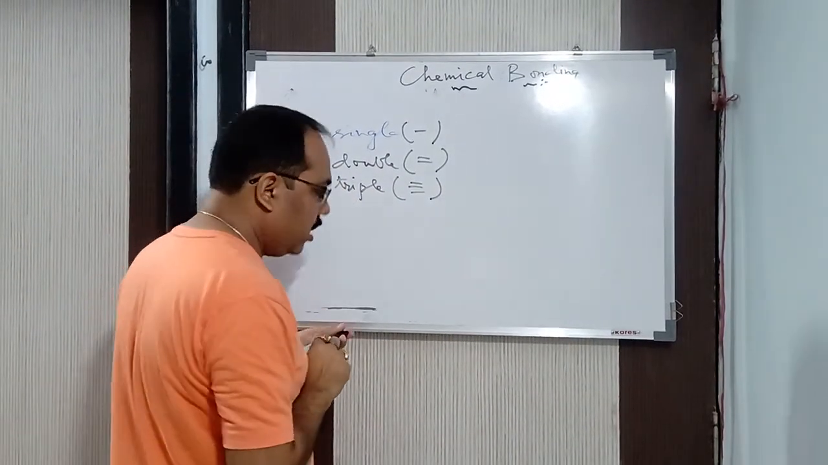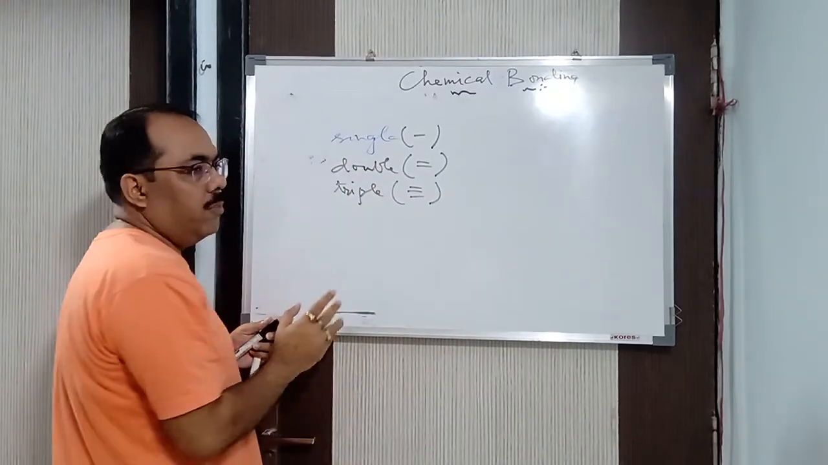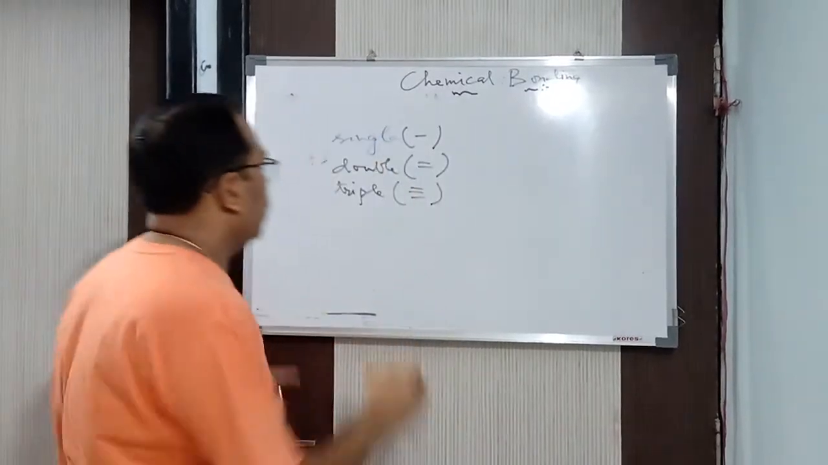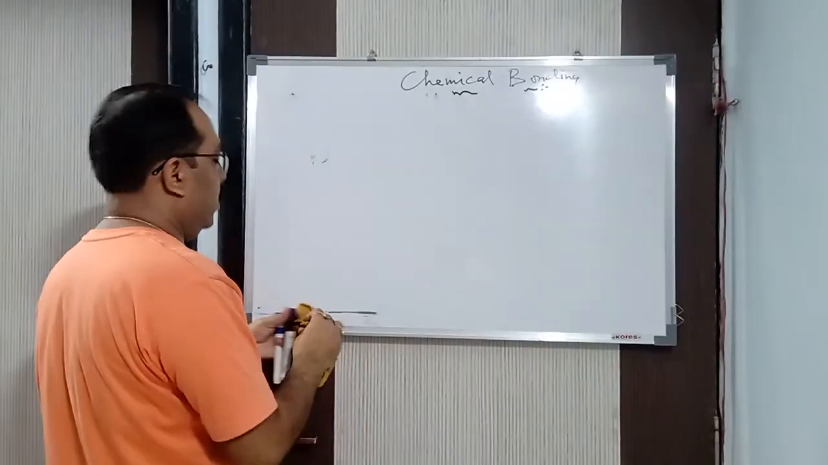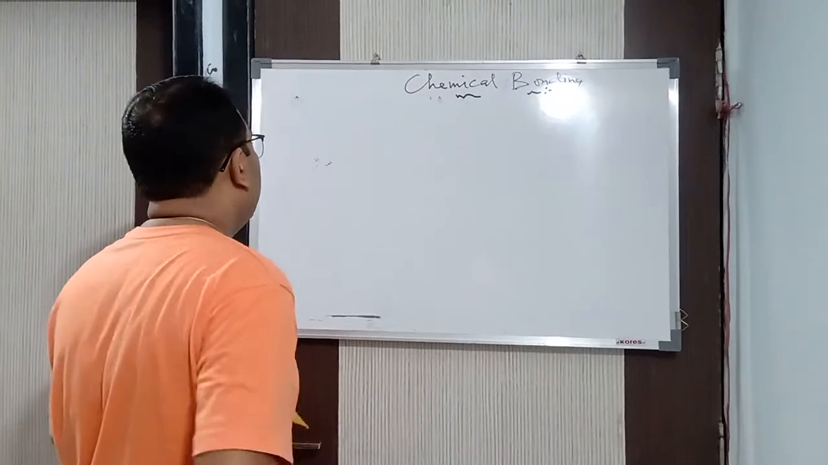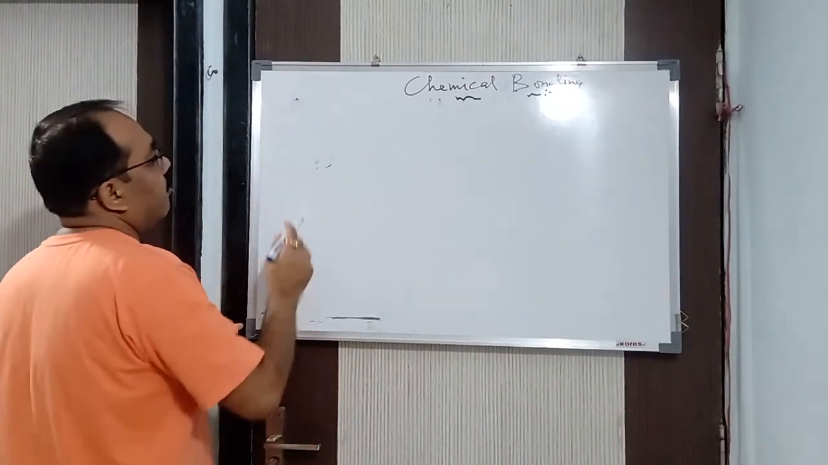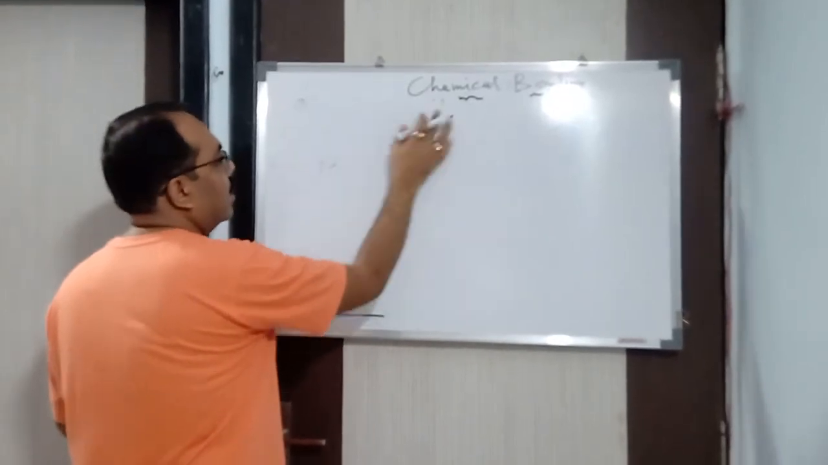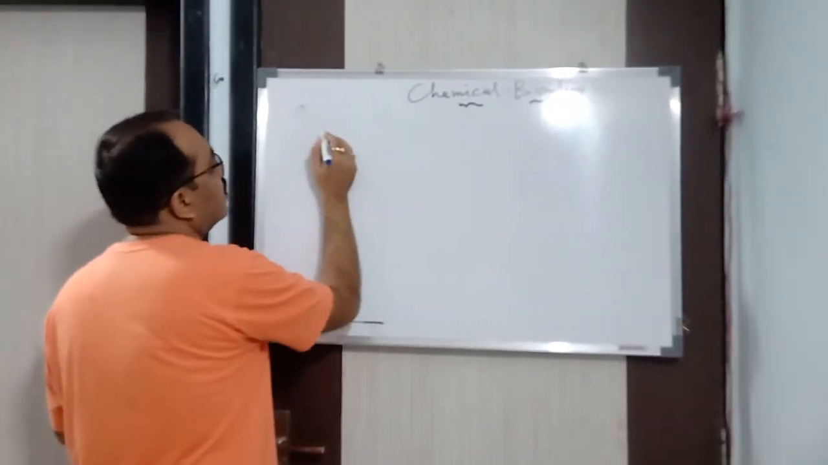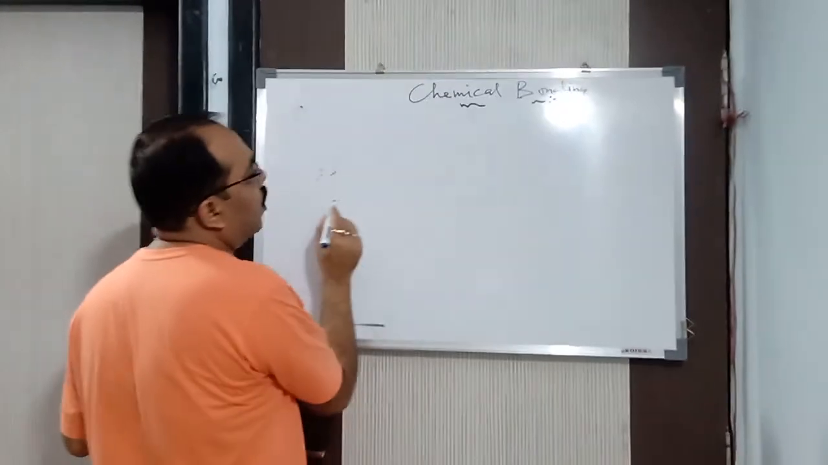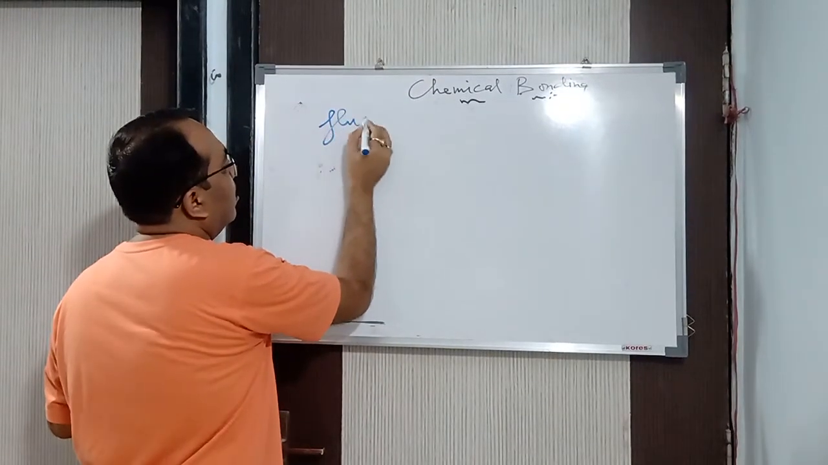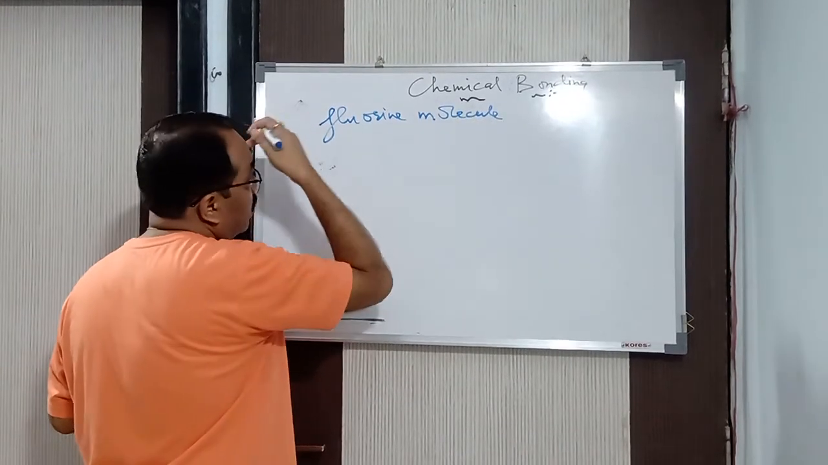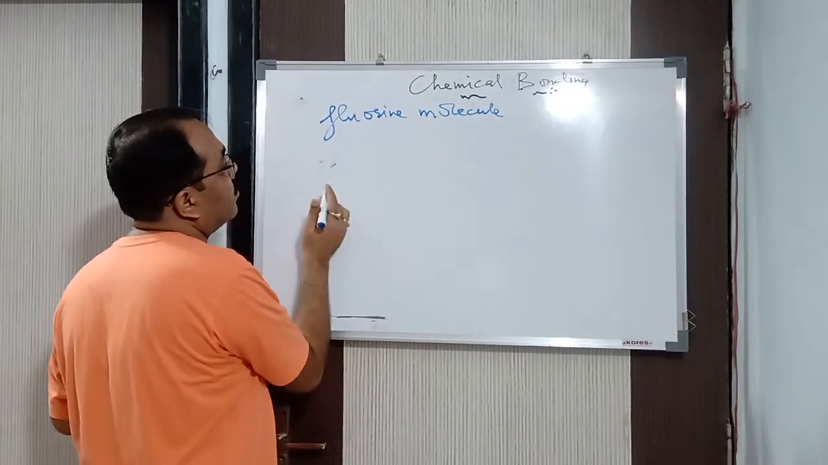Now we are going to see diagrammatically how this covalent bond formation takes place. Same thing, we are going to see the electron dot diagram first. Let us start from the single bond itself. Let us see the formation of the fluorine molecule. The formation of the fluorine molecule will start with a single bond, because F is F single bond F.